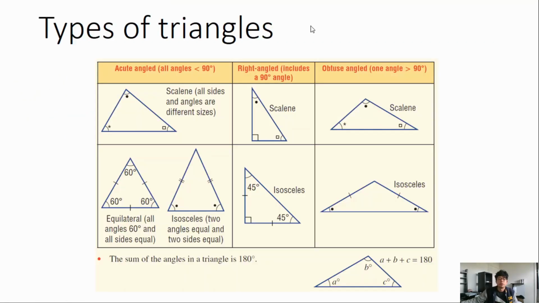Alright, now we're going to move on to the types of triangles. So there are a couple of different types of triangles, and we do need to know all of these. The first one, they're grouped in as different angles.